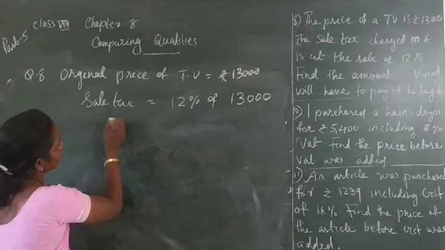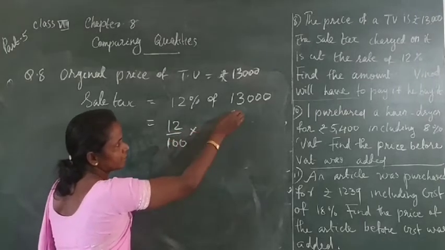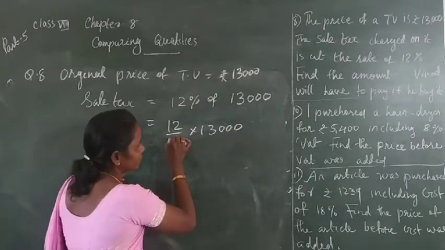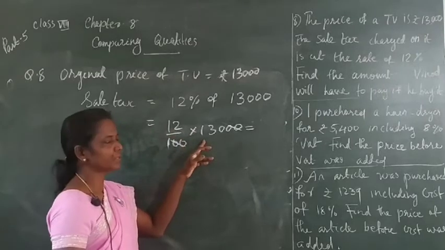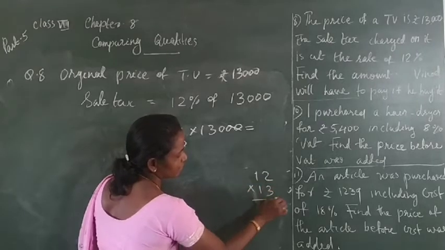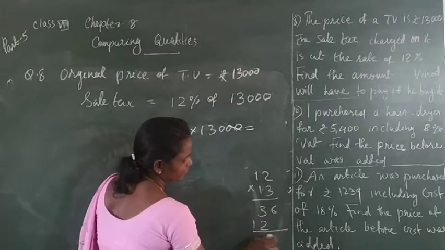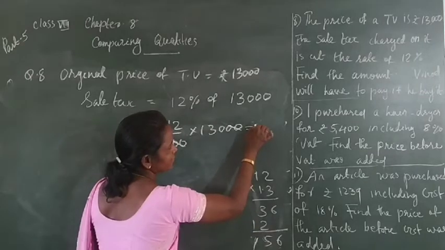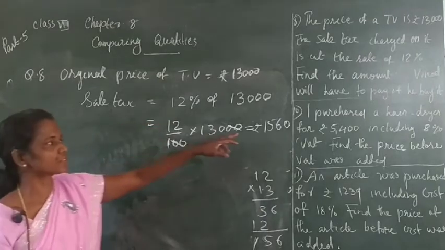Then here 12 by 100 multiply 30,000. Then this two zeros cancel. Then what is 12 into 13? 6, 3... 156. Then rupees 1560. This sale tax is 1560.